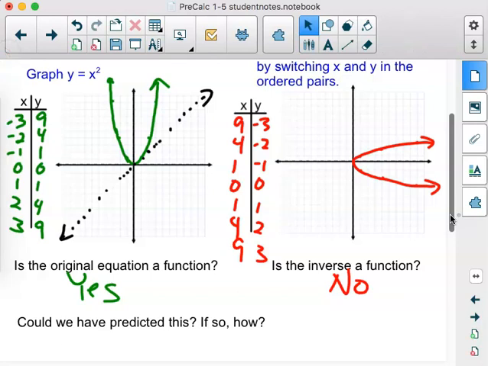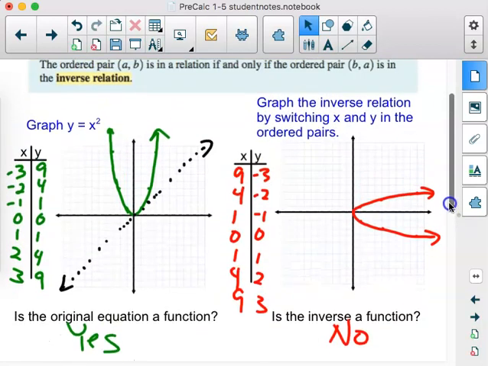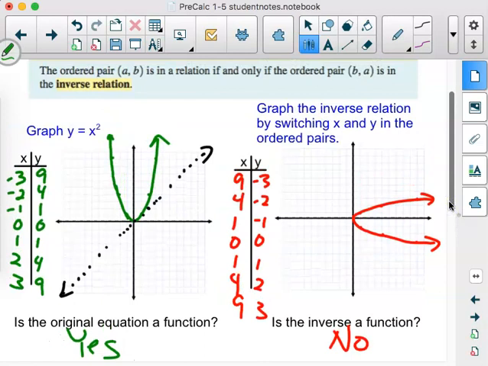Now, like it says, could we have predicted? And if so, how? Well, kind of 2 ways. Because we know from Algebra 2 that there are 2 steps whenever you want to write an inverse. And those 2 steps would be switch the x's and the y's and solve for y. And when I solve for y here, I'm going to have to take the square root of both sides, and that means 2 outputs. So algebraically, we can know now that we're not going to get a function for the inverse. It's not going to be a function.